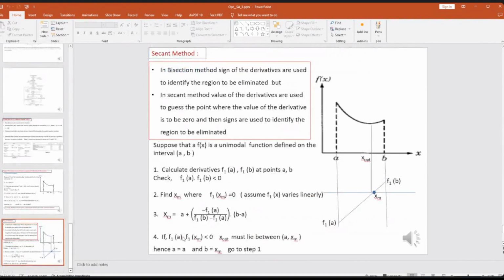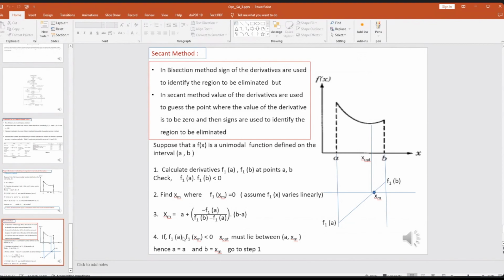And this is the extension of the bisection method. It's called the secant method. In the bisection method, we use only the sign information of the derivative, not the value of the derivative, isn't it? But the relative value of the derivative also gives some hints about the position of the minima, which has not been used in the bisection method. That is used in the secant method.